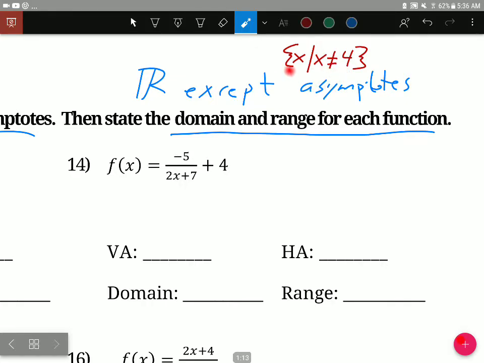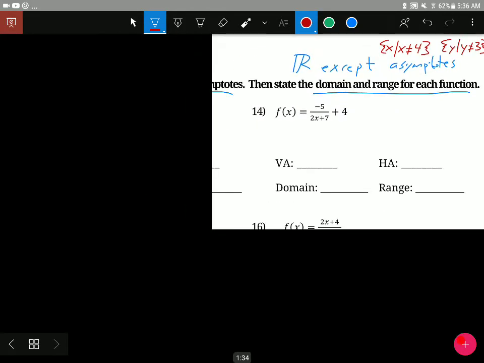So again, introduce your x. Same thing for range, except for range it's y. So that would be y does not equal... let's say it has an asymptote at 3, so y does not equal 3. That's what they're going to look like. Okay? So here we go.